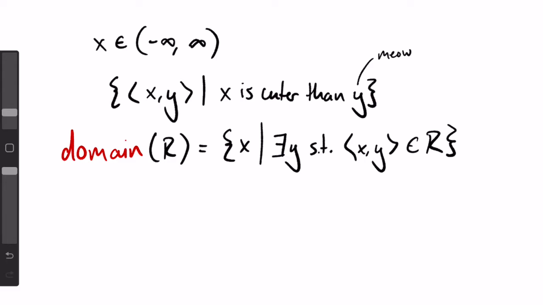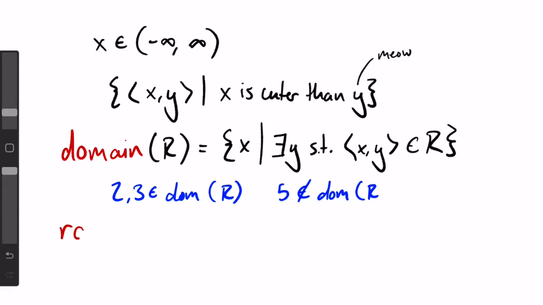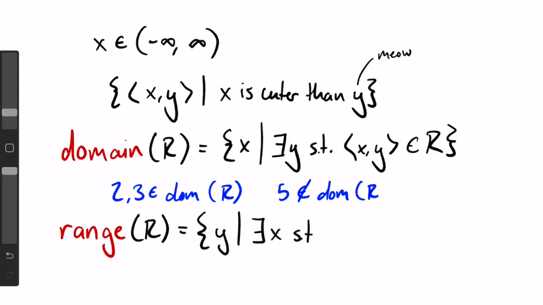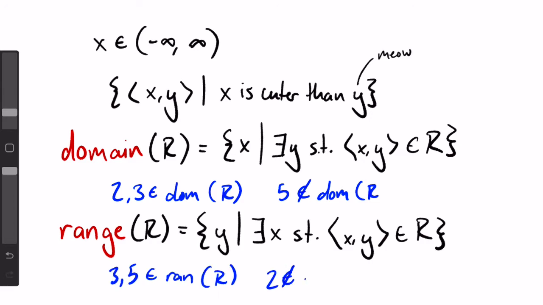Using our example from before with 2, 3, and 5, 2 and 3 would be in the domain, but 5 wouldn't be, because it isn't less than any of the other numbers in the set. Similarly, the range of R is the set of all y for which there exists some x such that (x, y) is in R. Using the example, 3 and 5 would be in the range, but 2 wouldn't.